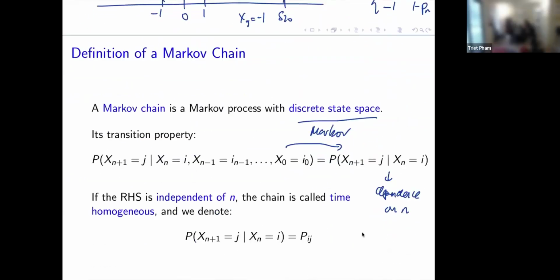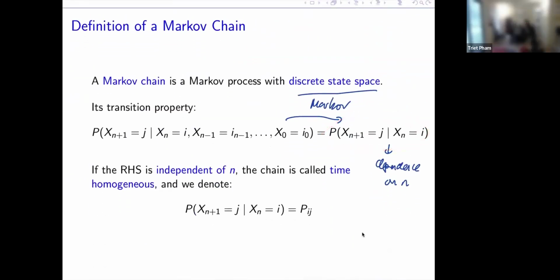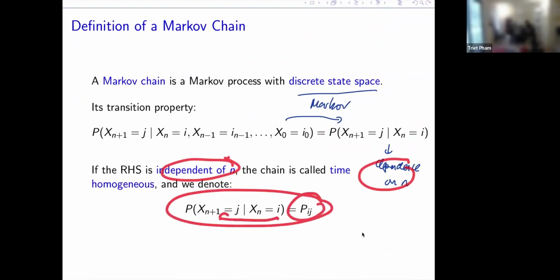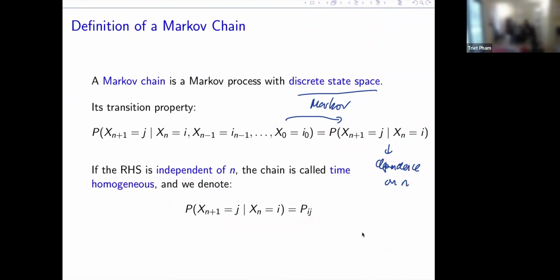But to make things simpler, the classical setup is to consider things not dependent on n. So eventually we'll just drop it down like that. Meaning, notice the transition probability only depends on where you are now and where you want to be next. This is one step transition probability. We'll talk about multi-step soon. But it's purely spatially dependent. No time involved. No time meaning it doesn't depend on when you are where you are right now.